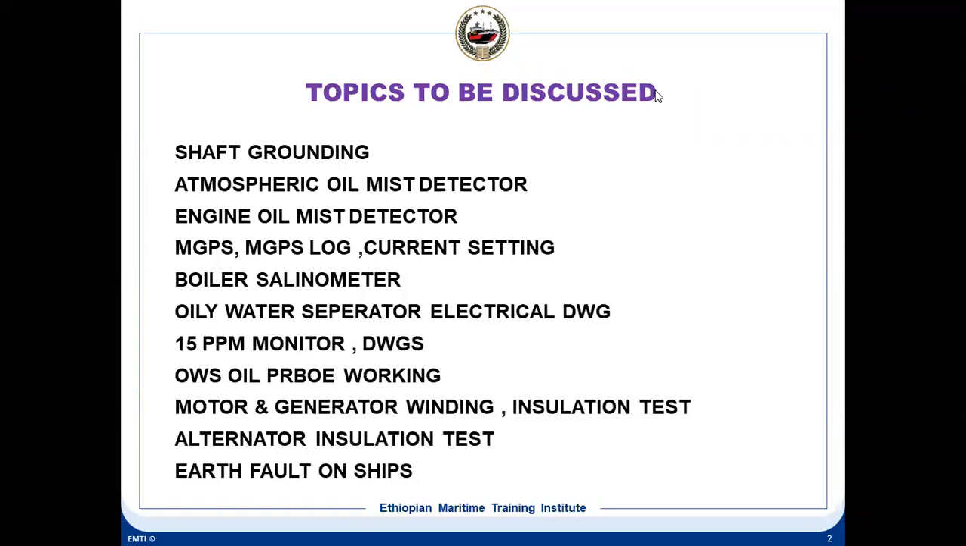And then we'll see the motor and generator Megger test. How do you do the Megger test? What are the various tests you carry out? And the alternator and motor Megger test. Then some earth fault, how you trace out the earth fault on board ship. So with this, we'll finish all the equipment.